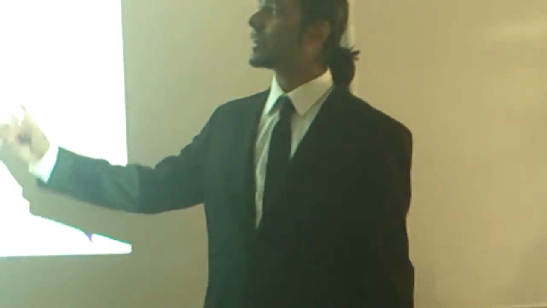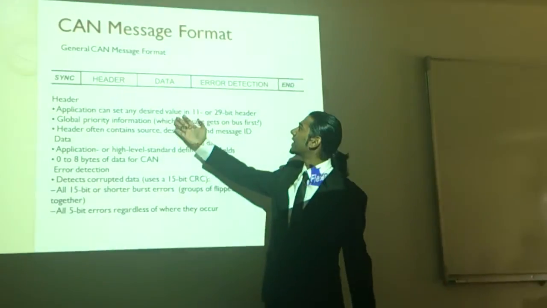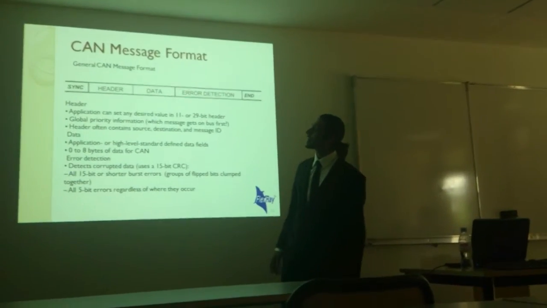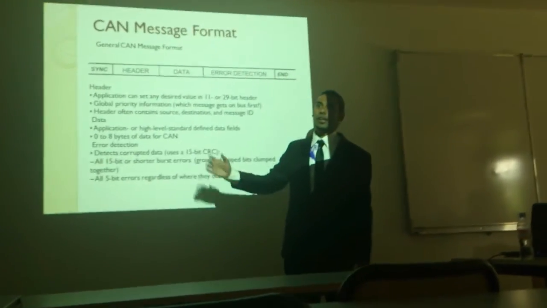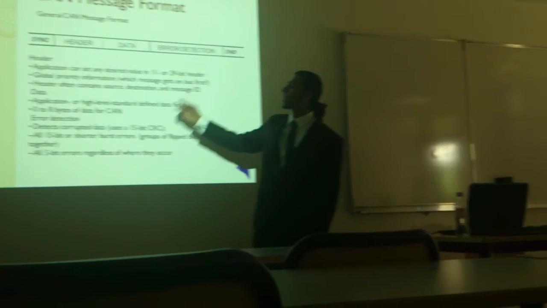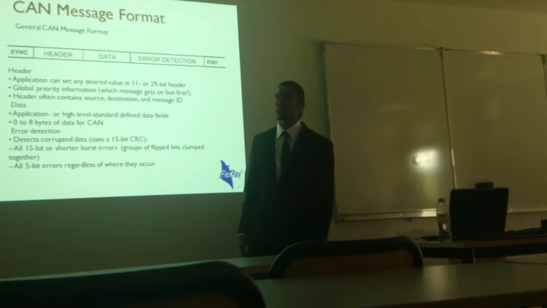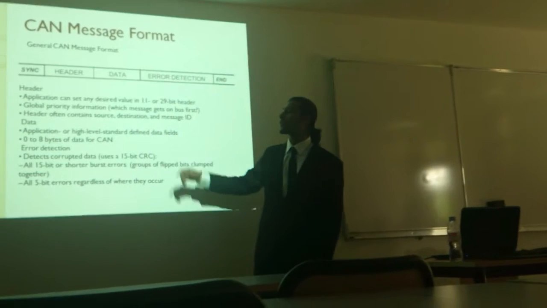Now, a general message format. I didn't want to put the entire actual frame format of a CAN controller. So the general format consists of a header, data, and error detection. What the header consists of is basically an identifier. It's either an 11-bit or an extended identifier of 29-bit header. It contains the global priority information, as in which message gets onto the bus first. We'll come to an example where we will see this based on the global priority. The header often contains source, destination, and a message ID.